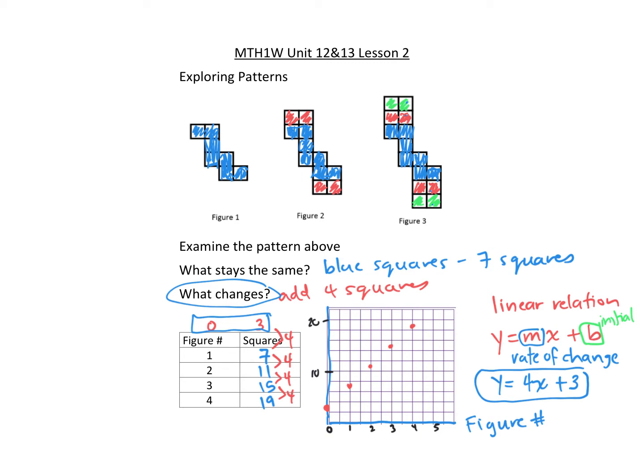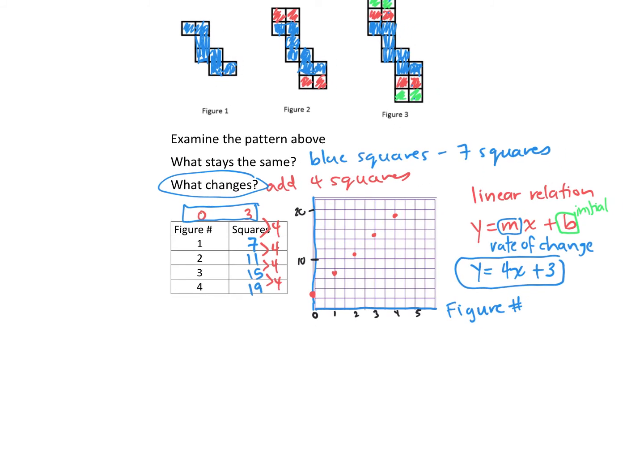And then you could always check in the equation by using some of these values in the table. So we knew figure 1 had 7 squares. 4 times figure 1 is 4, plus 3 is 7. Figure 2 had 11 squares. 4 times 2 is 8, plus 3 is 11. So the pattern is confirmed there. Figure 3 had 15 squares. 4 times 3 is 12, plus 3 is 15. So all those match the pattern.